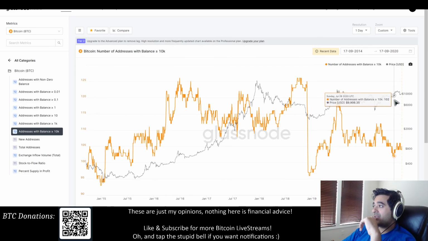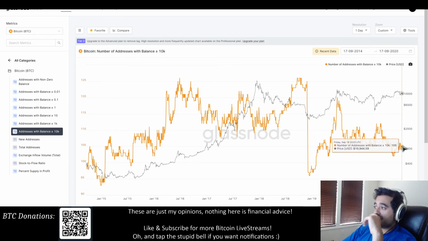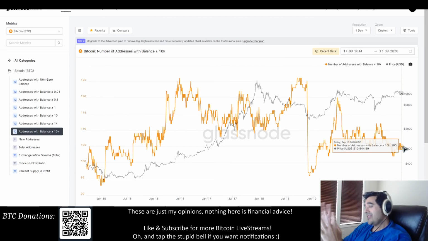And basically that's a minor uptrend at this point because these number of addresses are so small. You're talking about only a few hundred. For example, at peak it was 120 and right now it's 105. So take what you will with this.